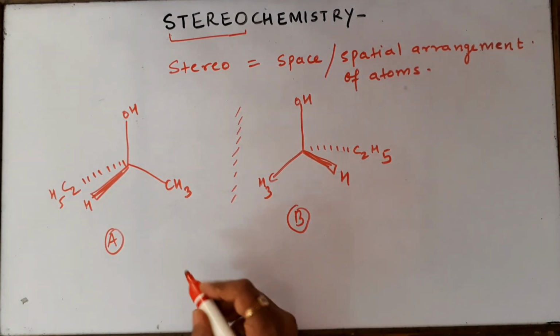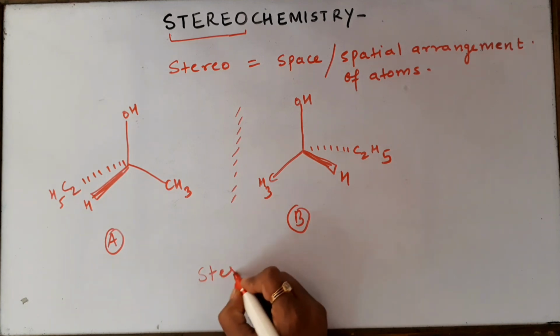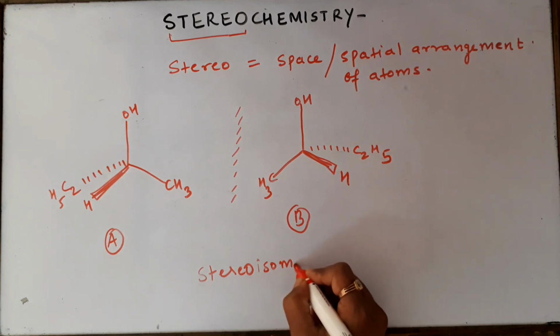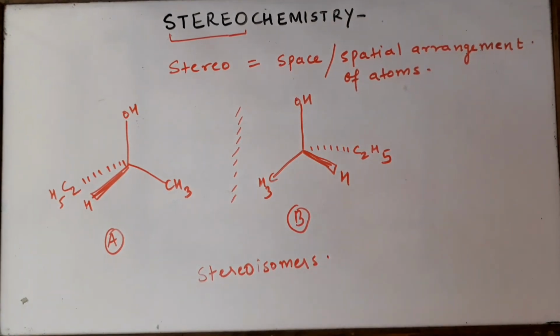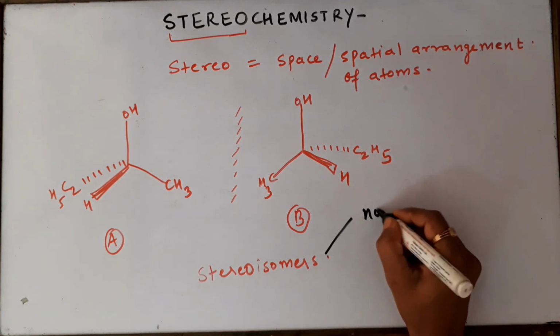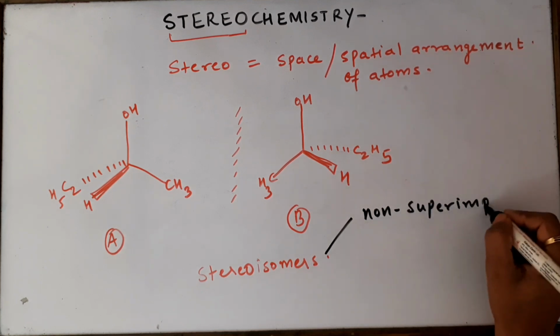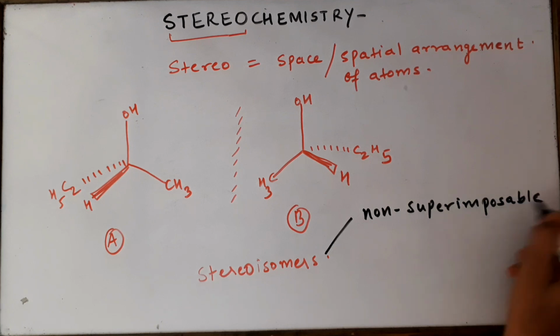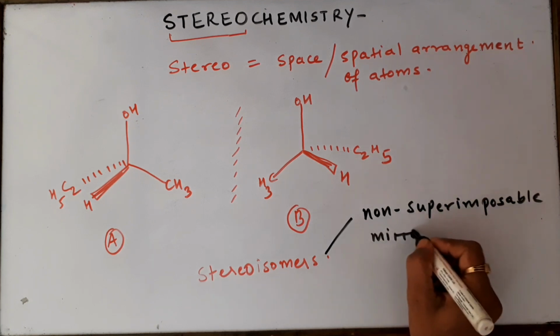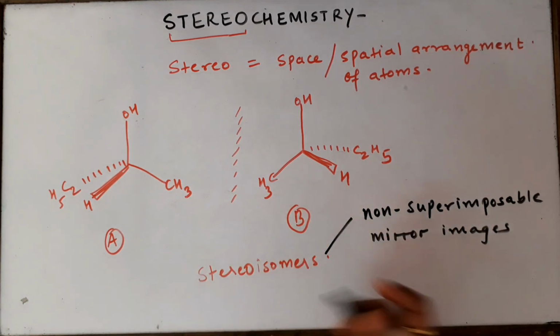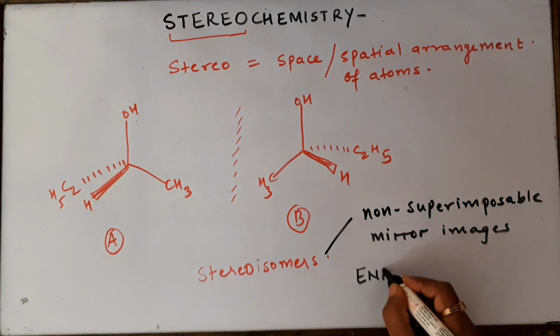So here we have to understand that these are two different compounds. Spatially they are different. So they are called as stereoisomers. So these are the stereoisomers which are having some relationship as mirror images. So these stereoisomers are going to be non-superimposable mirror images. And hence such stereoisomers which are having this kind of relationship are called as enantiomers.